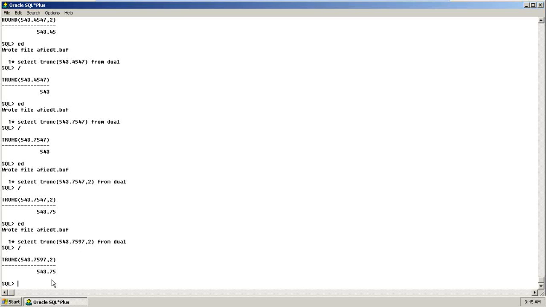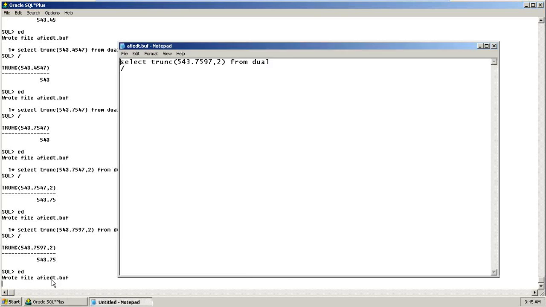So similarly, you have a function that is the ceil function. Always it goes to the top, whether it is less than 50% or more than 50%.